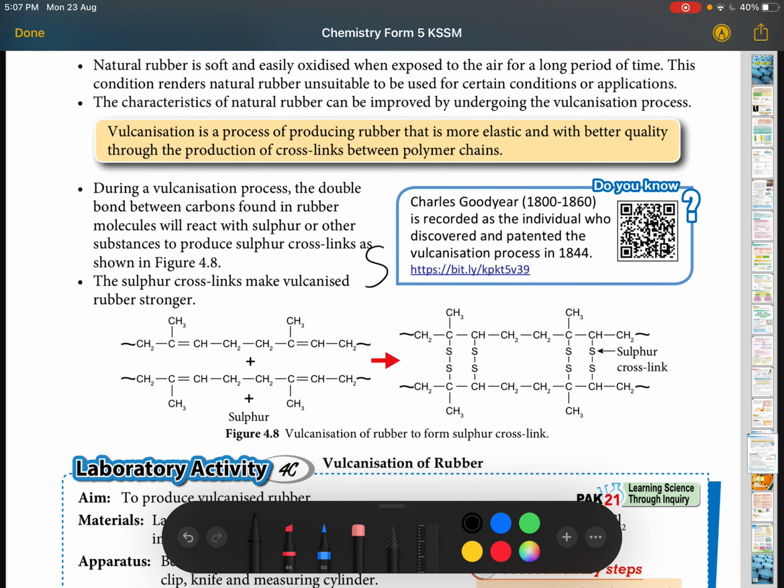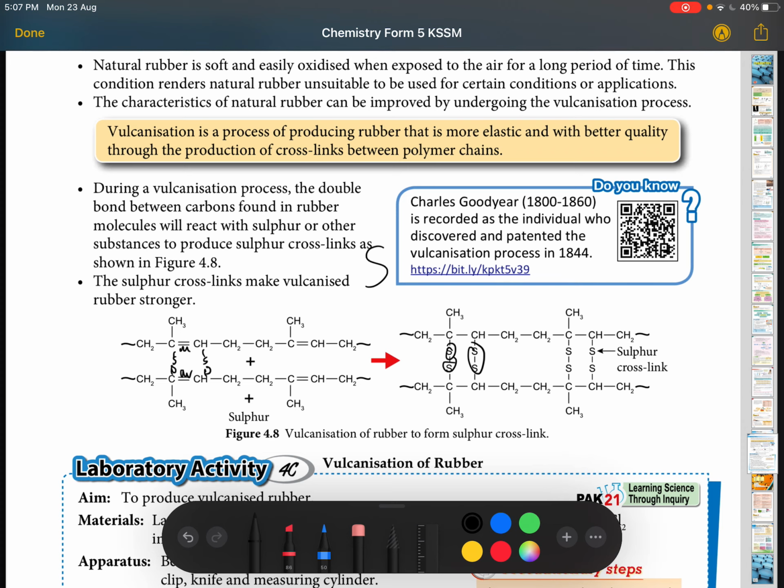So what happens is you just react polyisoprene or natural rubber, you add sulfur to them, and then they will break the bond here. They'll break these bonds and they'll form bonds here instead. And then that's where sulfur will come in. So there's actually two sulfur connected together like this to make it stronger. So you call them sulfur crosslinks.